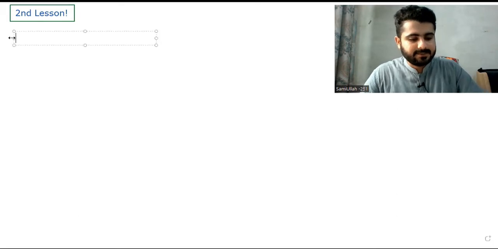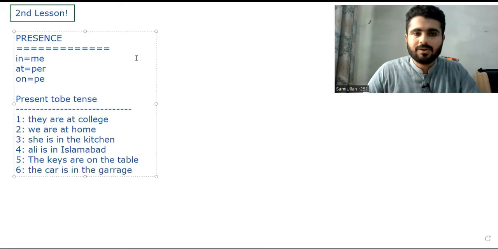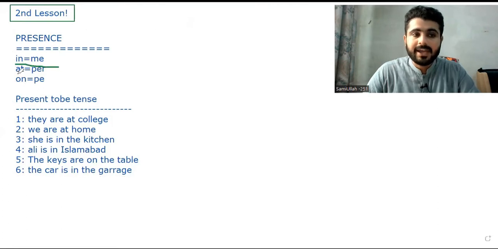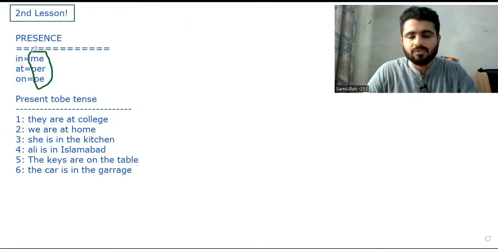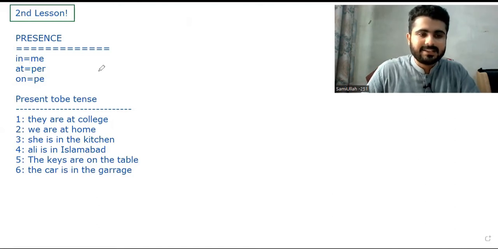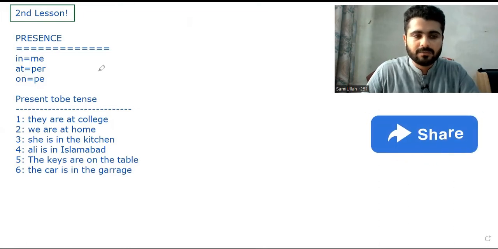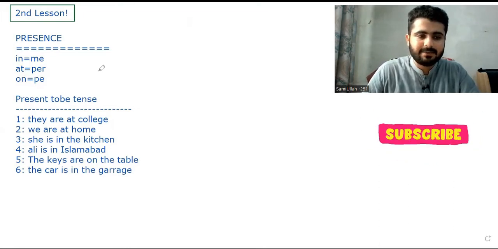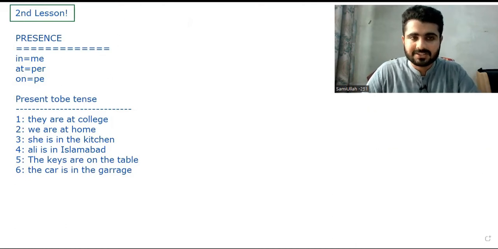Let me print the text here. So we are talking about presence. To show presence in English, we use prepositions. Three main common prepositions are in, at, on. In means may, at means par, on means pay. These three are the equivalents in Urdu of these three prepositions. I have given you multiple examples. Look at the six sentences here. They are at college. We are at home. She is in the kitchen. Ali is in Islamabad. The keys are on the table. The car is in the garage. Let's convert these now.